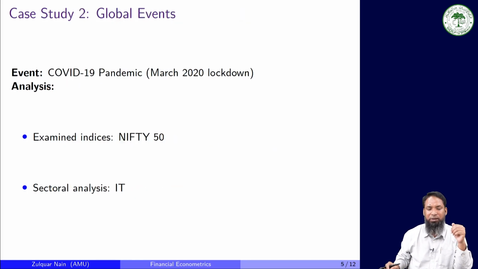The second study which we are going to see is the global event, that is the COVID-19 pandemic, due to which the Indian government announced a complete lockdown in March 2020. So how did that affect the market? To see that, we will be using two indices, one the Nifty 50, which is representative of the overall Indian financial market, and the sector analysis, where we will be using the IT industry to look at how it has been affected.